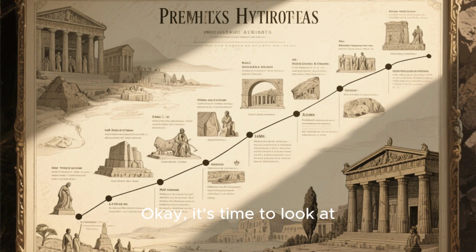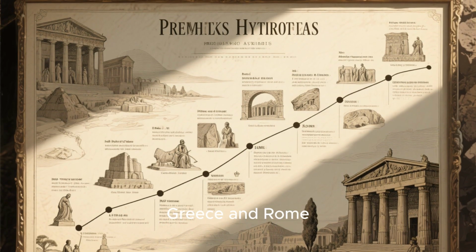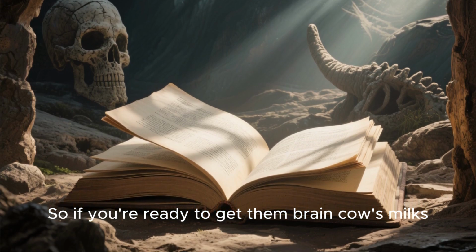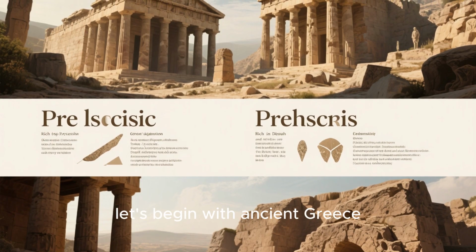Okay, it's time to look at Unit 3 of the AP World Timeline, Greece and Rome. So if you're ready to get those brain cows milked, let's get to it. Alright, let's begin with ancient Greece.